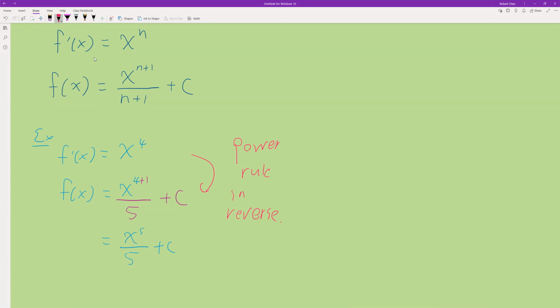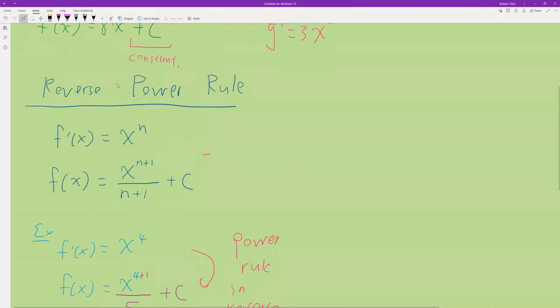Now, one thing we want to be careful of is that in this formula, n cannot be equal to -1. If n equals -1, then we get a 0 in the denominator. In fact, if f prime is x to the power of -1, then we do have a separate rule for that. So the reverse power rule applies to power functions with an exponent not equal to -1.